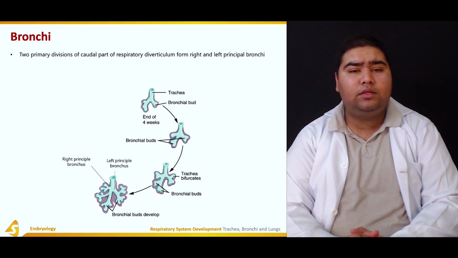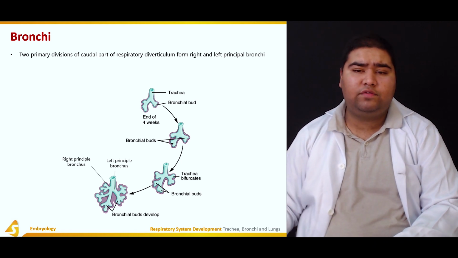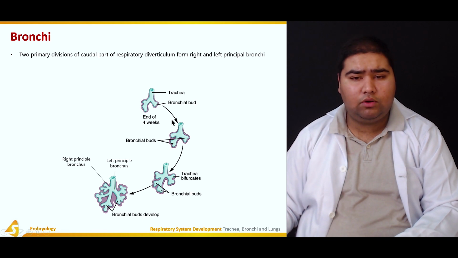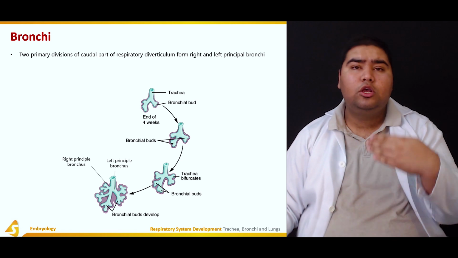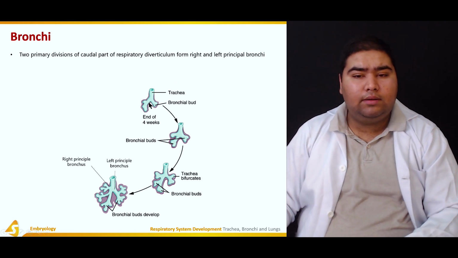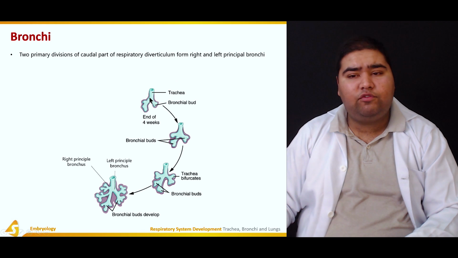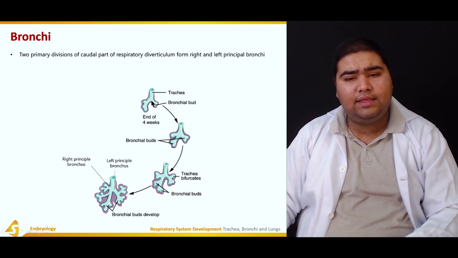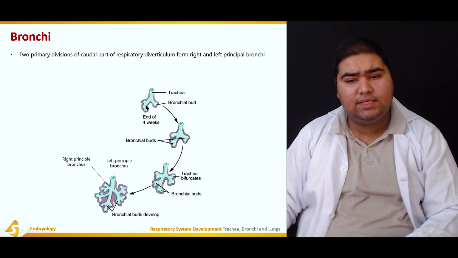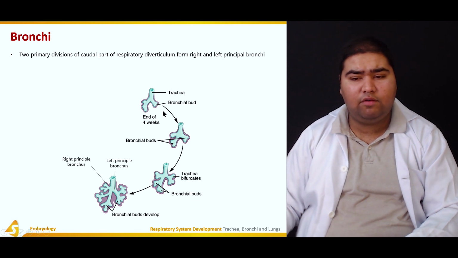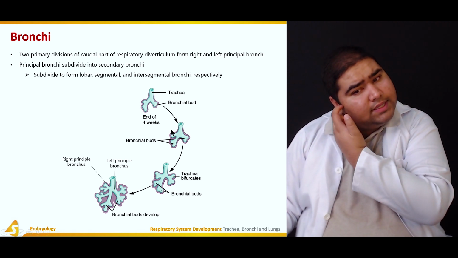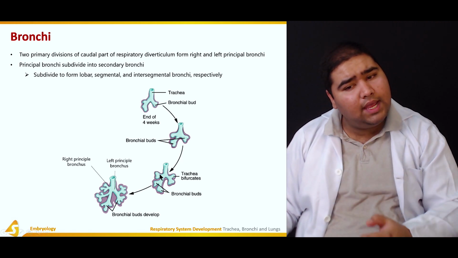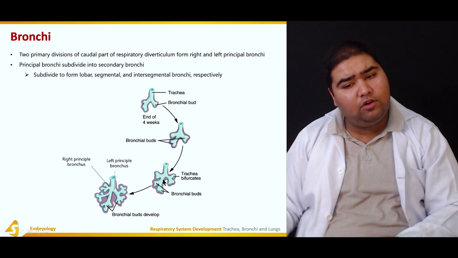So, the two primary divisions of the caudal part of the respiratory diverticulum. This is the caudal most part; cranial is towards the head, caudal is away from the head towards the feet. So the lower part of this respiratory diverticulum forms the right principal bronchus and the left principal bronchus. The principal bronchi then divide into the secondary bronchi. You can see here the secondary bronchi being formed, 3 on the right side, 2 on the left side.